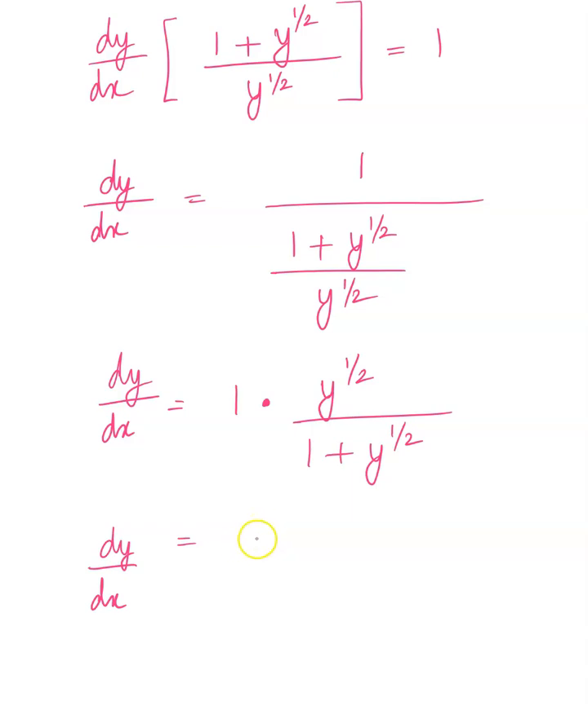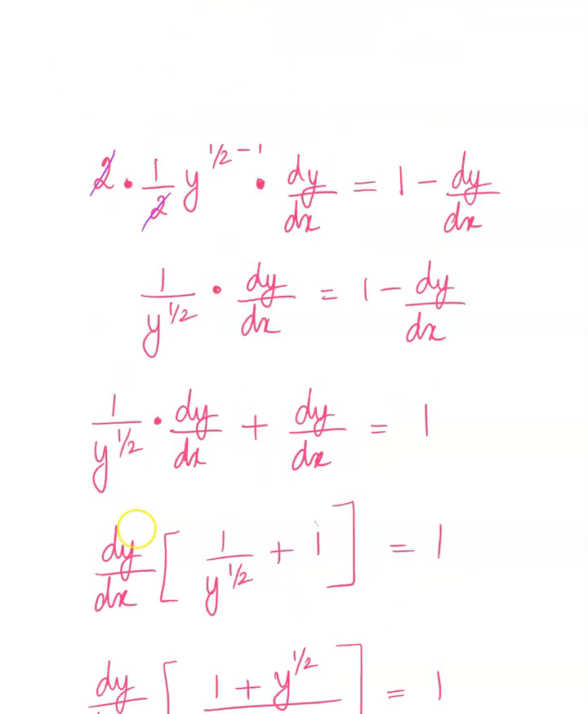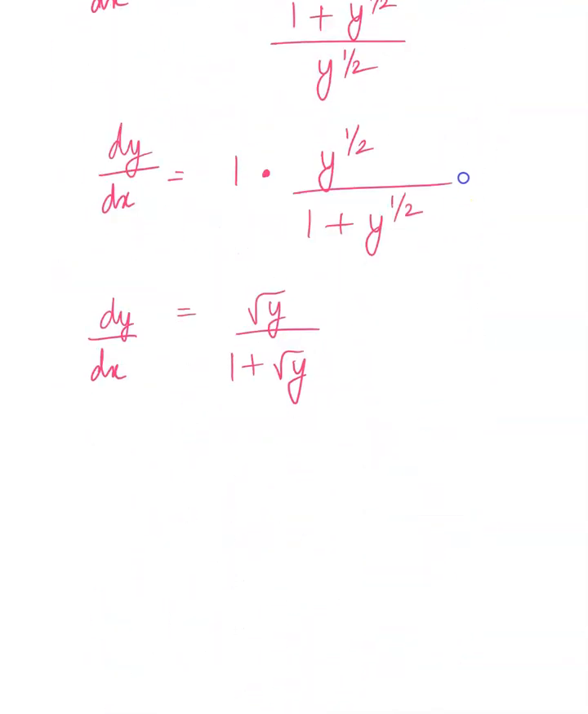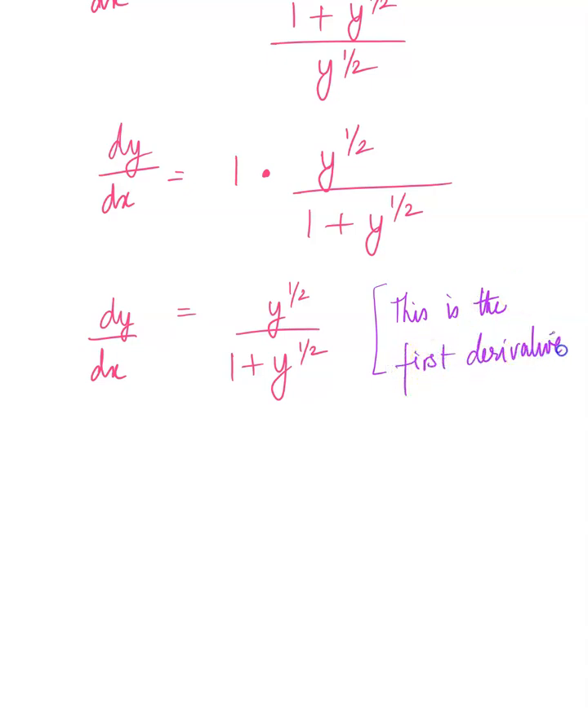I can at this point stop, if this was the last step. But if you come back to the question, it said find d squared y over dx squared, which means we're not done. We've only found the first derivative. We need to find the second derivative. Therefore, I do not want to write it as a radical. I'll keep it as a power half because it's going to help me with the second derivative. So I'll just say here, this is the first derivative. We're asked to find the second derivative, so we go on.